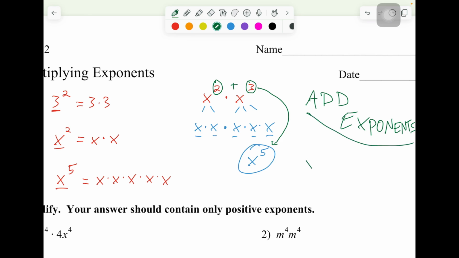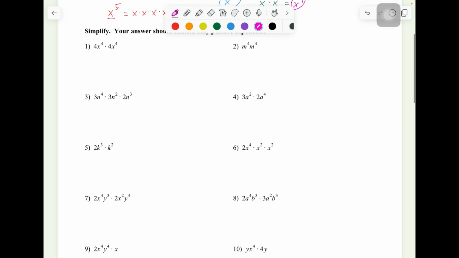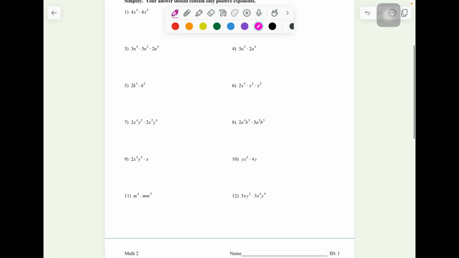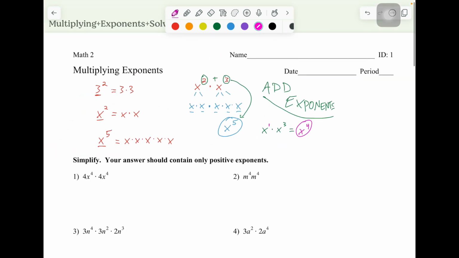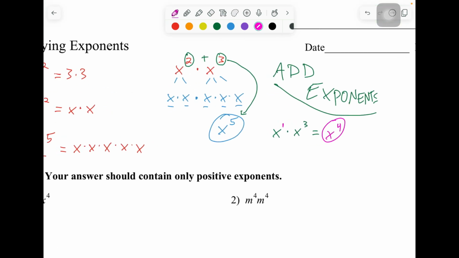Key things to remember: if it's x times x to the 3rd, what's the invisible number on top of the x? Well, there's an invisible 1, because that means there's one. If you see an x, that means there's at least 1 there. So when you add those together, this becomes x to the 4th. Okay. I don't think there's anything crazier than that. So, yeah, when you're multiplying exponents, you just add the exponents together.